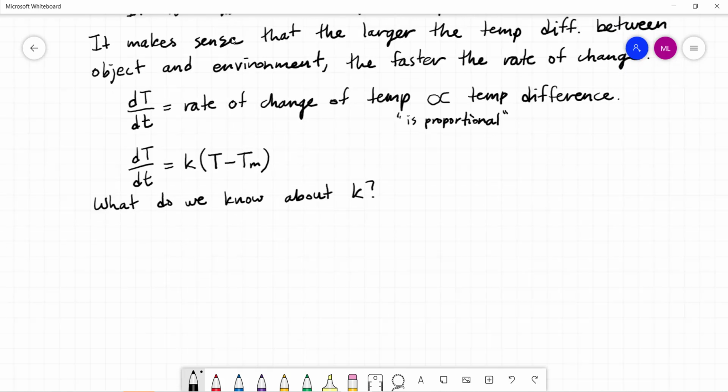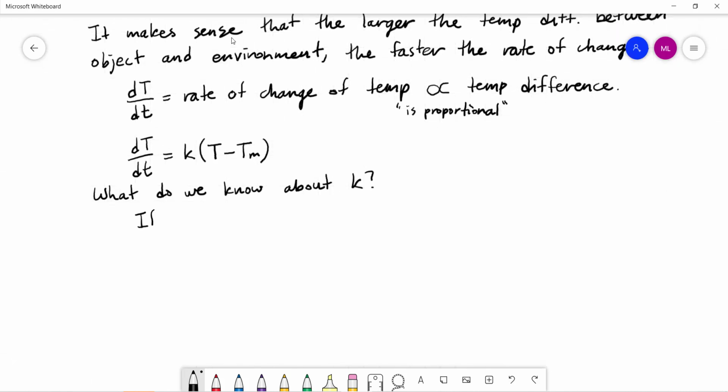Let's go back to these. At a given point in time, if the temperature T of the object is greater than the room temperature, it should be cooling off. And if it's cooling off, that tells me that dT/dt should be less than 0. It should be negative. It should have a negative rate of change. This means cooling off.